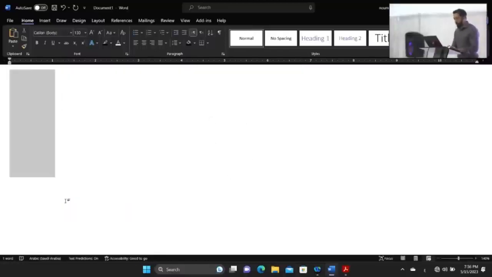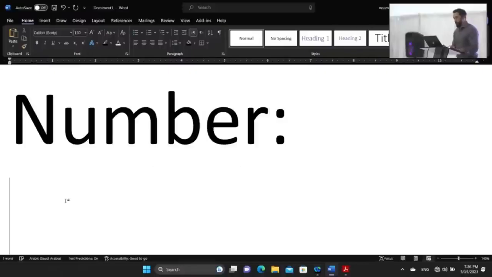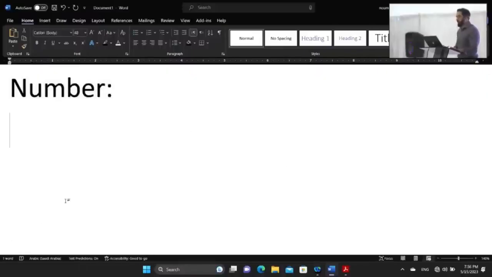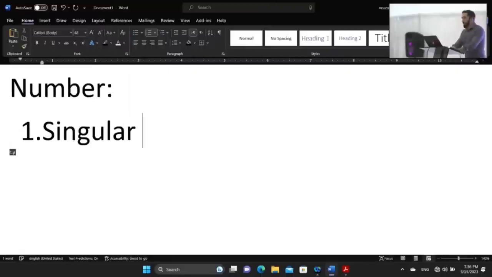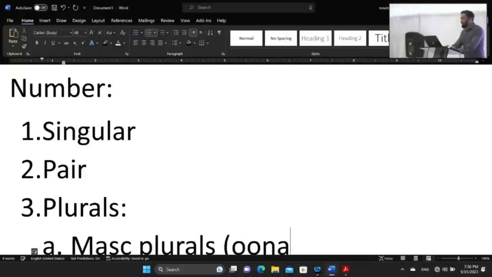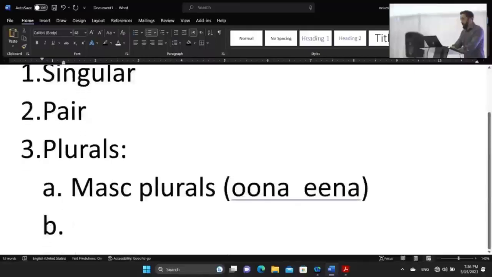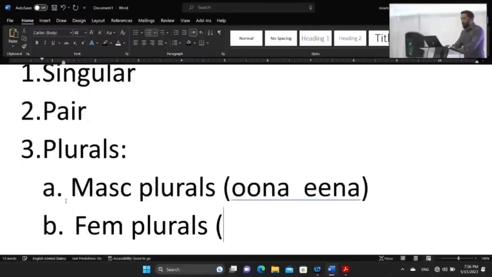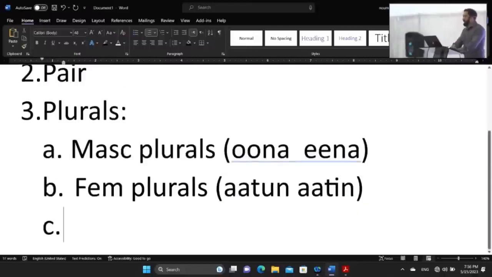We started talking about number today. To understand the subject of number, number one, you need to know what singular is. Do you already know what singular is? Then you need to know pair. Already got that? Then there is lots of kinds of plurals. What are they? Masculine plurals, which is una and ina. Okay? Then there's what? Feminine plurals, which is what? Atun or atin.